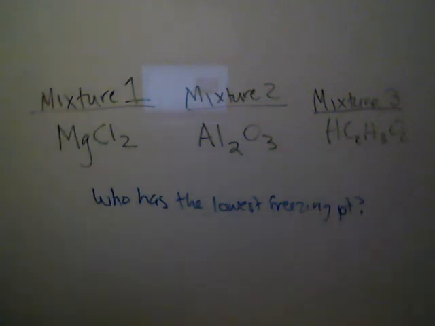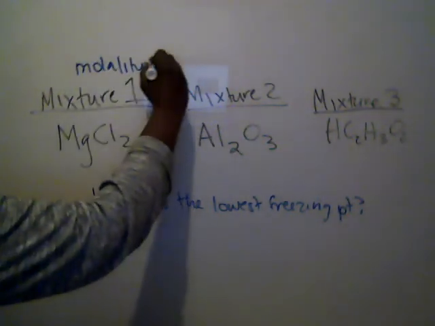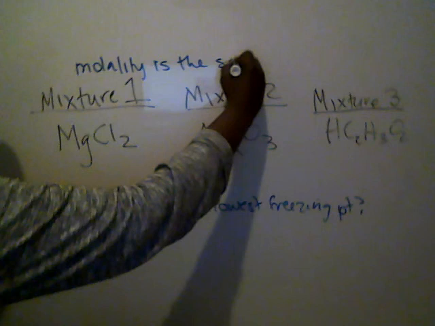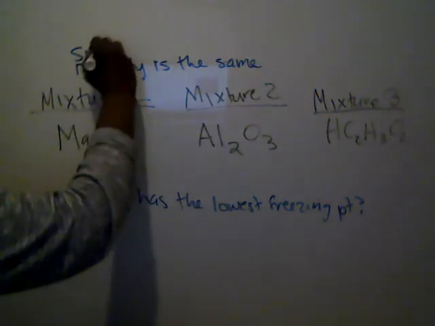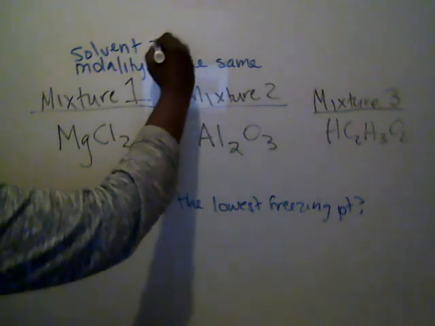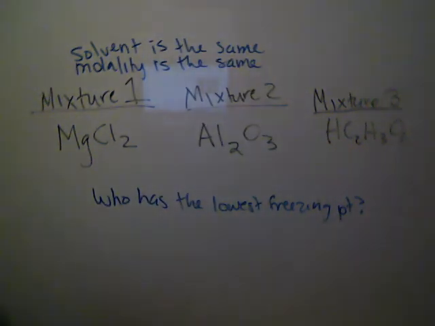Okay. Now we have to make a couple assumptions. We have to assume that the molality is all the same for all 3 mixtures. We also have to assume that the solvent that we're using to dissolve these solutes is all the same. Okay? So if we can assume both of those things, then what does that tell us?